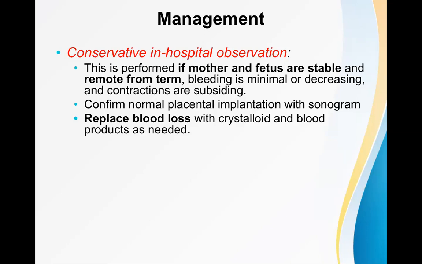Confirm the normal placental implantation with ultrasonography. Don't mistake abruptio placentae for placenta previa. So ultrasonography examination is always done, and replace the blood loss with crystalloid and blood products as necessary. As necessary. In the beginning, you always start with crystalloid. What are the examples of crystalloid, guys? Yes? What are the crystalloids?